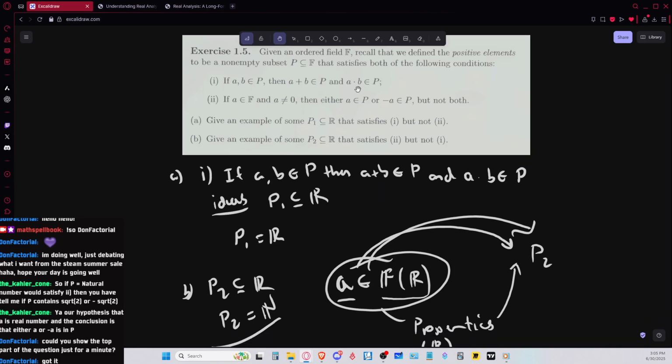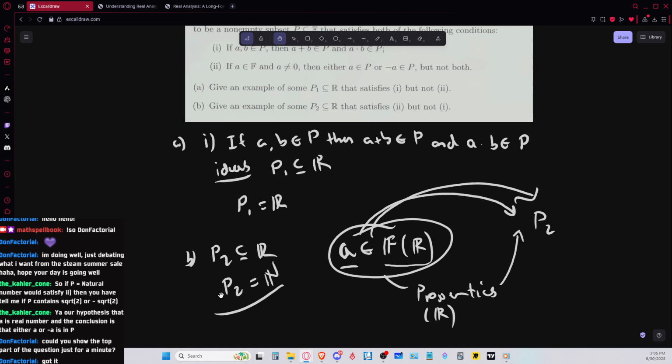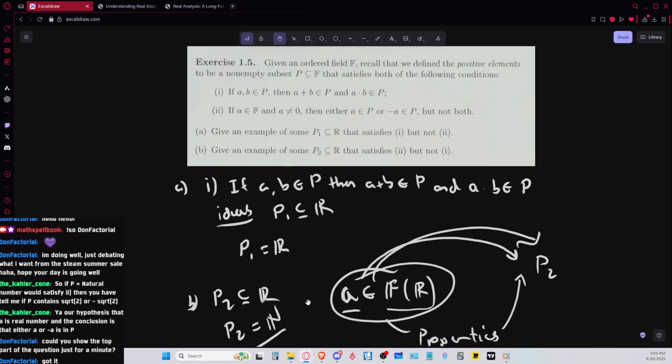The way I thought of this one is that if we turn P2 into the natural numbers, we can fulfill this because it only has the positive numbers, but then I didn't realize that we also have this part. So now I'm trying to think about what this property means, and I think that's the reason why I keep getting confused.